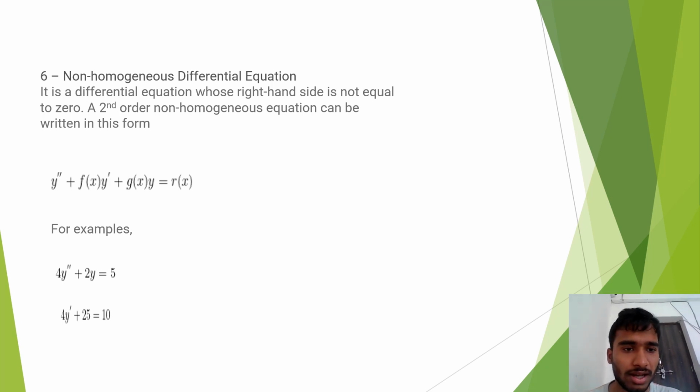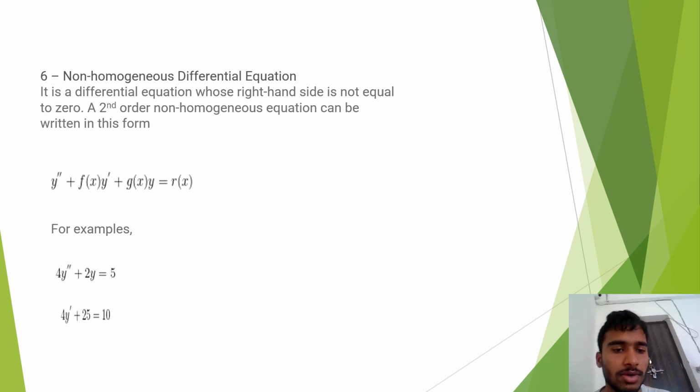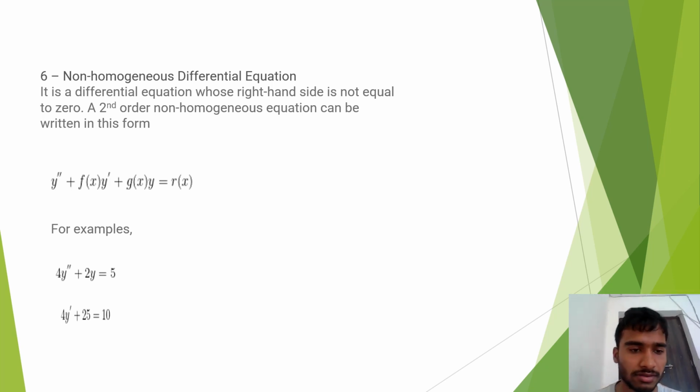A second order non-homogeneous equation can be written in this form: y double dash plus f of x y dash plus g of x y is equal to r of x. For example, in this expression, the right hand side is not equal to 0. The second order non-homogeneous equation can be written in this way. For example, 4y dash plus 2y is equal to y. The constant on the right side of the equal to sign should not be equal to 0. Then it is known as a non-homogeneous differential equation.